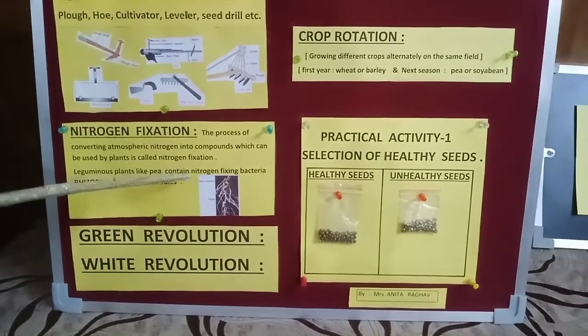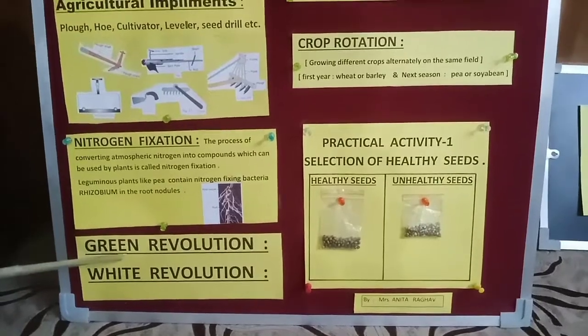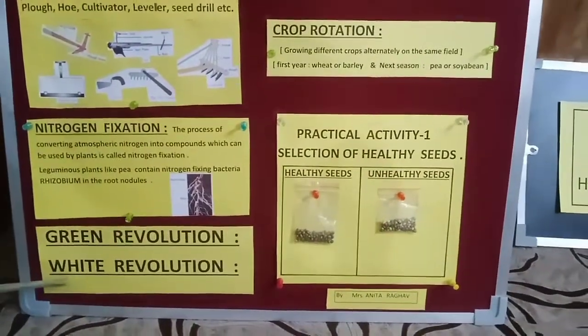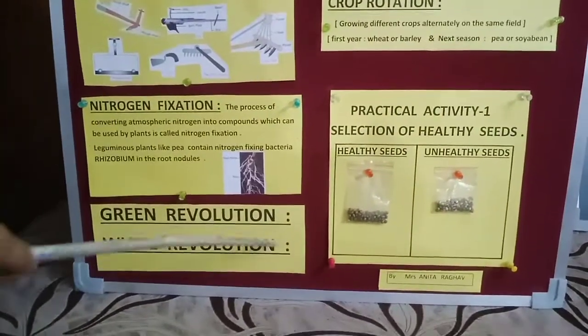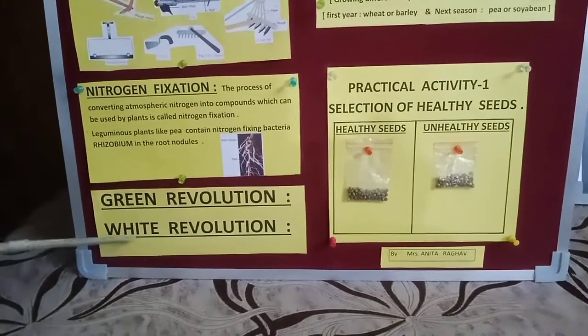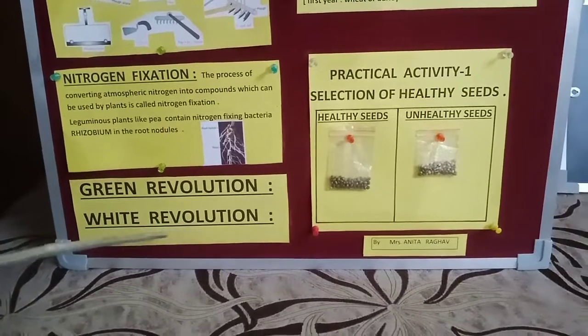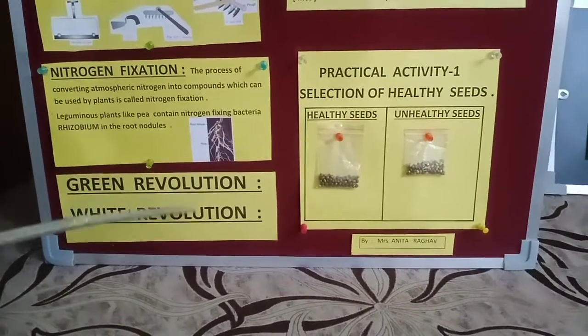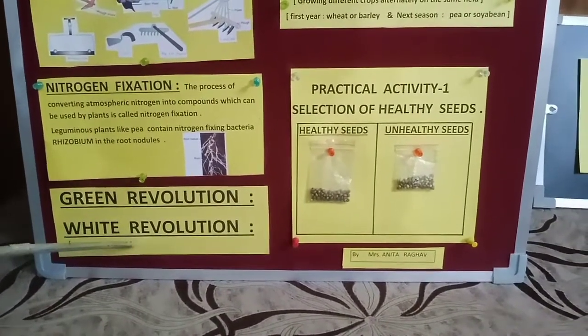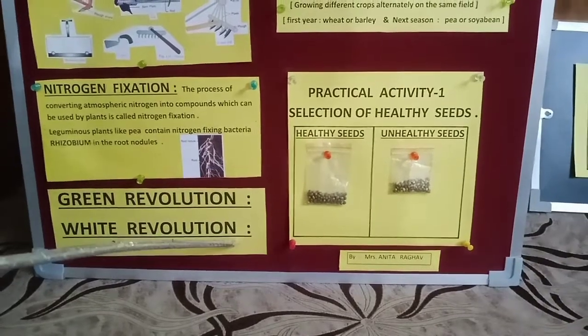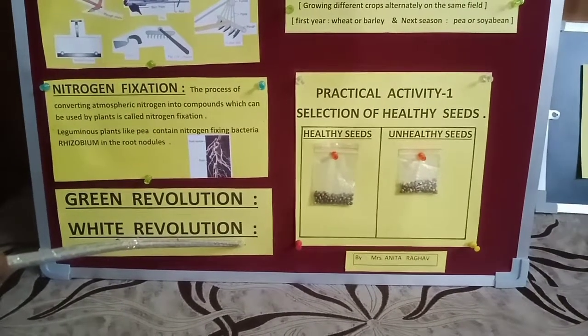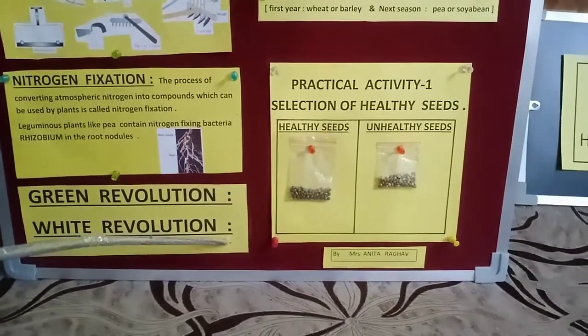Let's talk about few revolutions. The White Revolution and the Green Revolution. White Revolution is also known as Operation Flood. It was launched by National Dairy Development Board to increase the milk production in India. Dr. V. Kurian, also known by the name Amul Man, is the father of White Revolution.